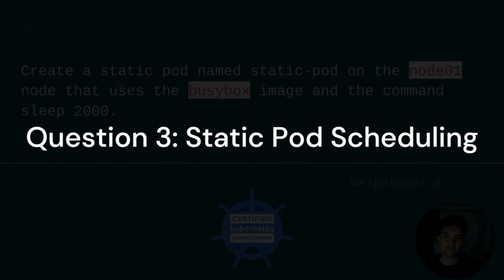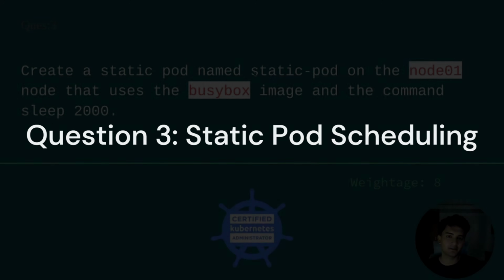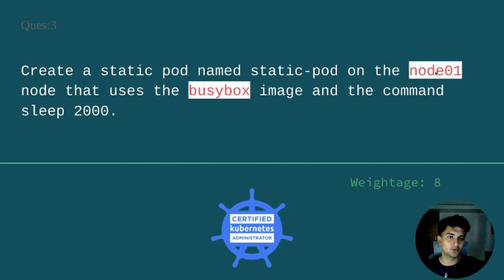So the next question is: create a static pod named static-pod on the node01 node that uses the busybox image and the command sleep 2000. So in this question, we are asked to create a static pod with this name on this particular node that uses the busybox image along with the command sleep 2000.